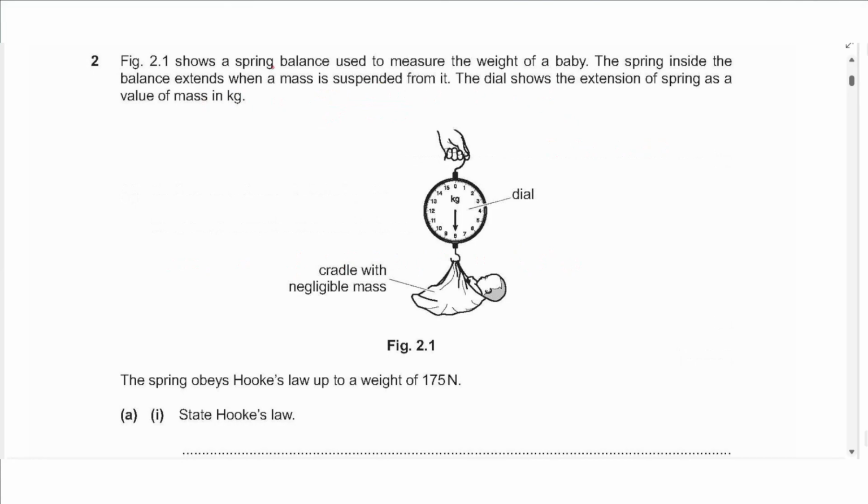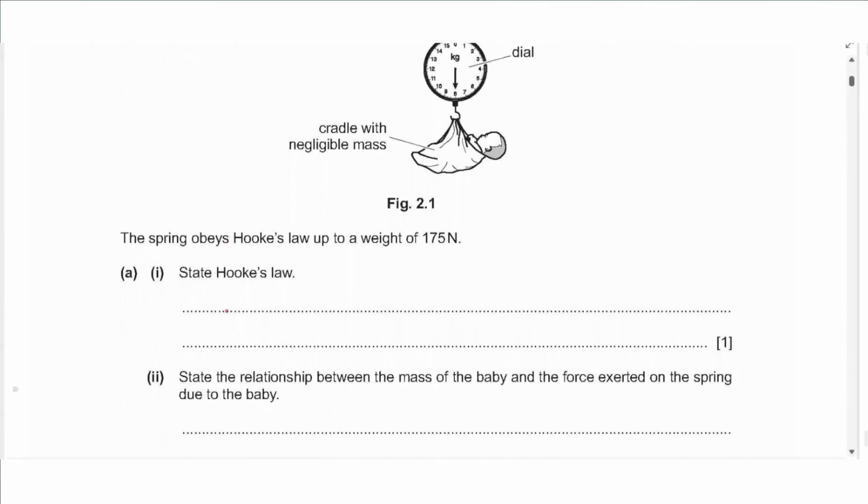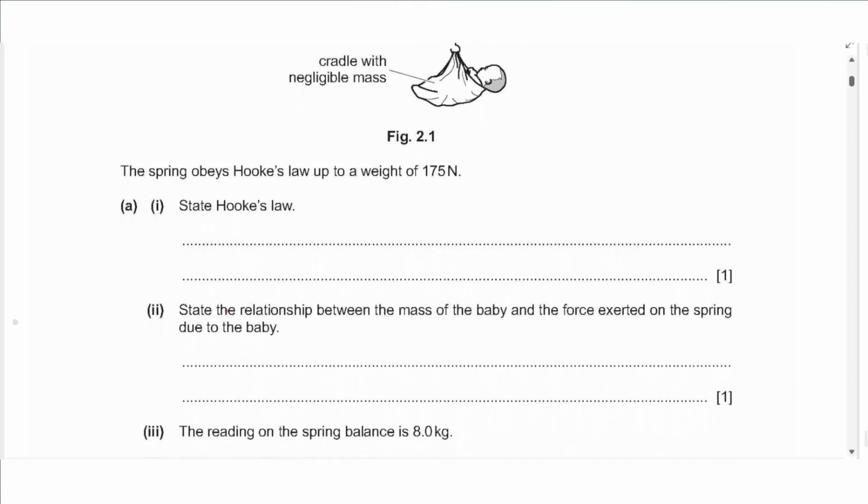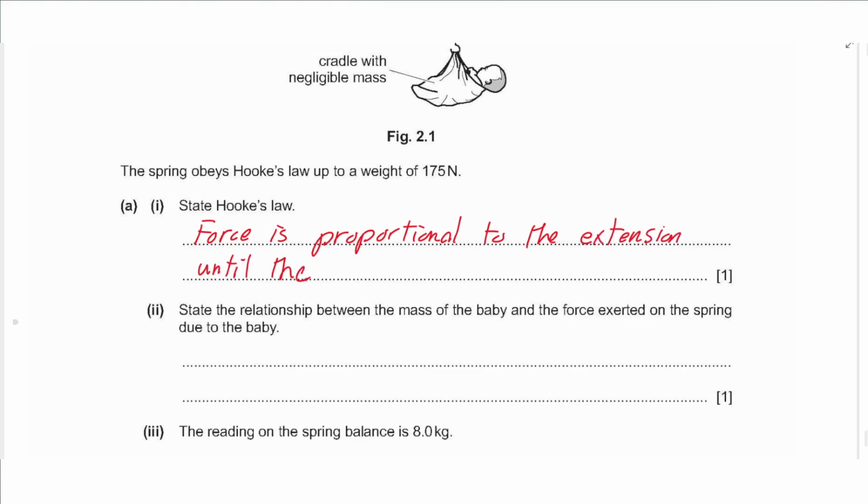The next question says, figure 2.1 shows a spring balance used to measure the weight of a baby. The spring inside the balance extends when a mass is suspended from it. The dial shows the extension of spring as a value of mass in kilograms. The spring obeys Hooke's law up to a weight of 175 newtons. Question A(i) says, state Hooke's law. So it says that the force is proportional to the extension until the limit of proportionality.